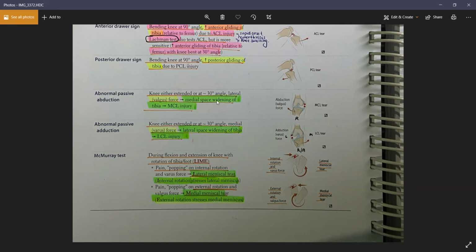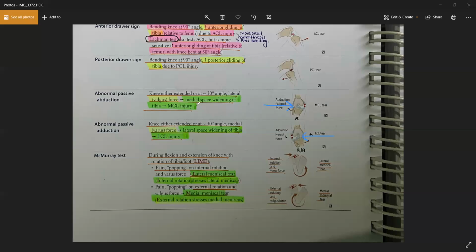So if I force my knee from the lateral side, in this direction, it will be known as the valgus force. If in this direction I force my knee from medial to lateral, it will be known as the varus force. Whenever I make a blow at my knee from the lateral to the medial direction, the medial collateral ligament can tear. And whenever I make a blow on my knee from the medial to the lateral side, that means a varus force, I can have a lateral collateral ligament tear.